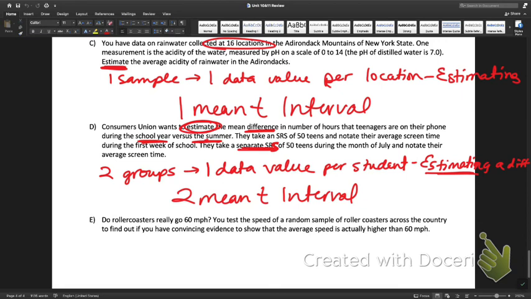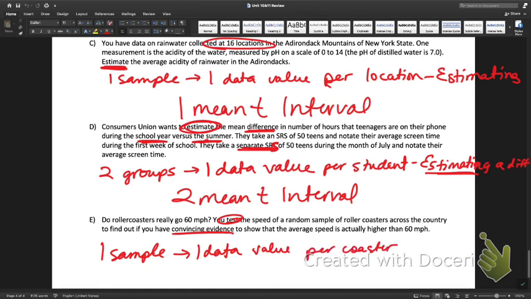And finally, do roller coasters really go 60 miles per hour? You test the speed of a random sample of roller coasters across the country to find out if you have convincing evidence to show that the average speed is actually higher than 60 miles per hour. So we're just taking one sample, all right? We're going to take a random sample of some number of coasters, and we're going to just collect the speed. So we're just getting one data value per coaster. And we are testing a specific value. We're testing to see if it's 60 or if it's higher than 60. So we are testing a value. This would be a 1 mean t test.